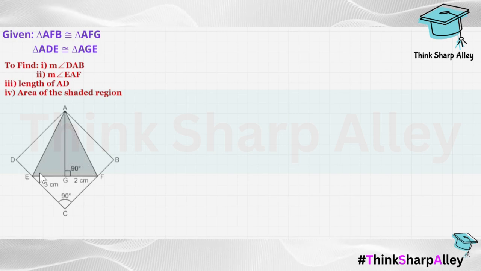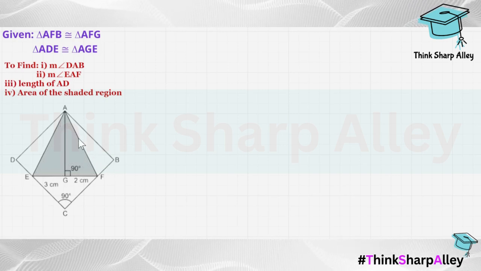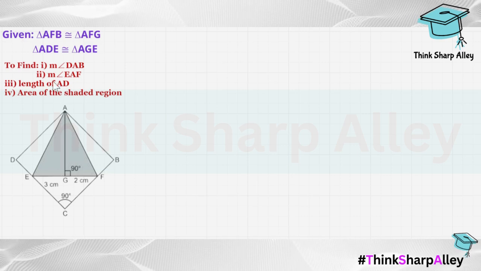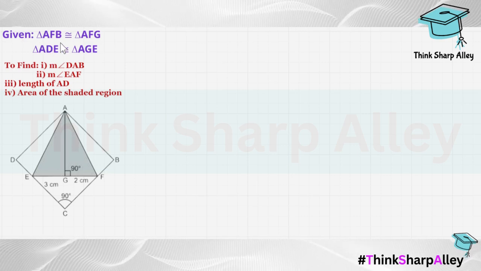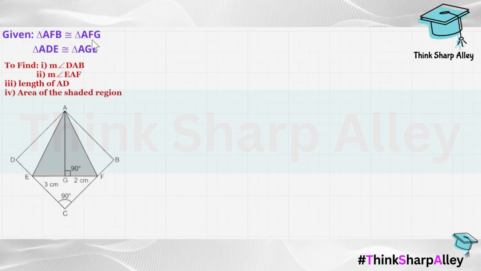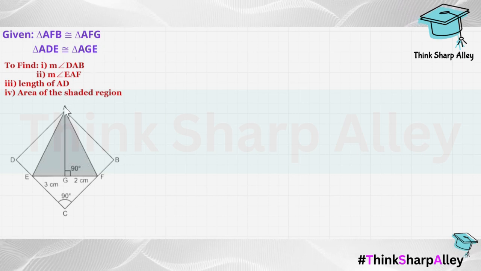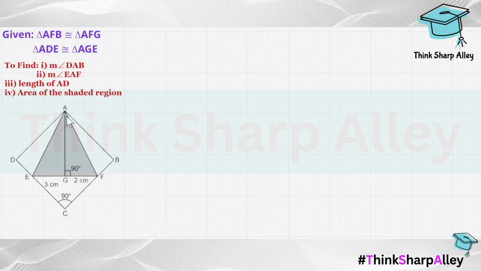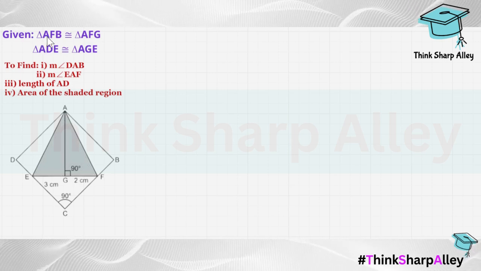We are back with another interesting problem. It is a hot question from congruency of triangles of class 9. It's given that triangle AFB is congruent to triangle AFG. So we see AFB is this triangle and AFG is this triangle. So corresponding parts will be equal.